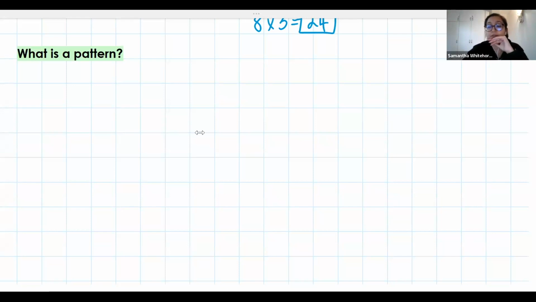You can put it in the chat if you don't want to raise your hand. But my question to you is, again, what is a pattern? Daniel? A pattern is a repeated arrangement of numbers, shapes, colors, and everything else.